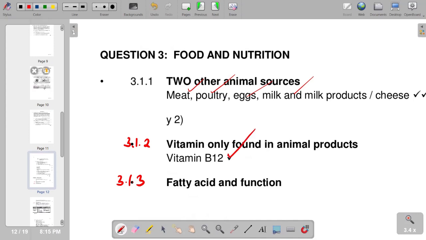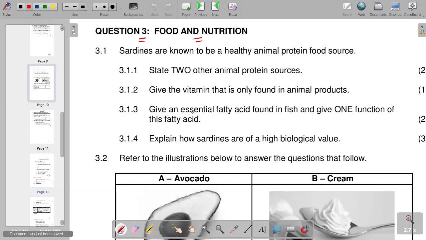Then we go to the next part, which is 3.1.3. Give an essential fatty acid found in fish, and give one function of this fatty acid.